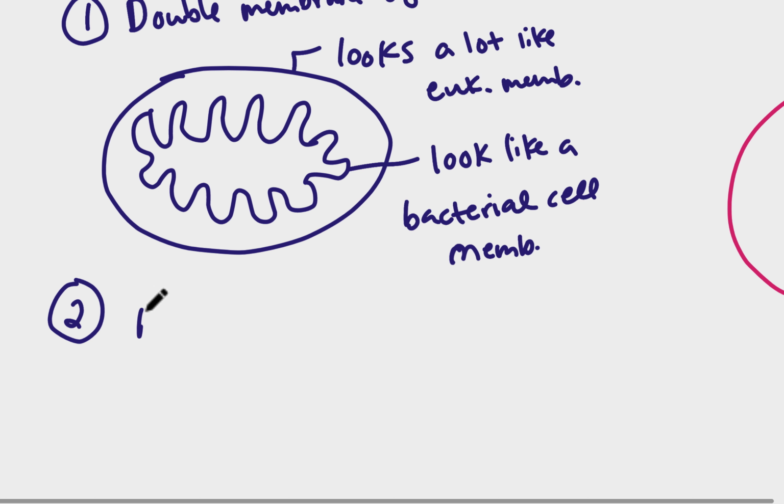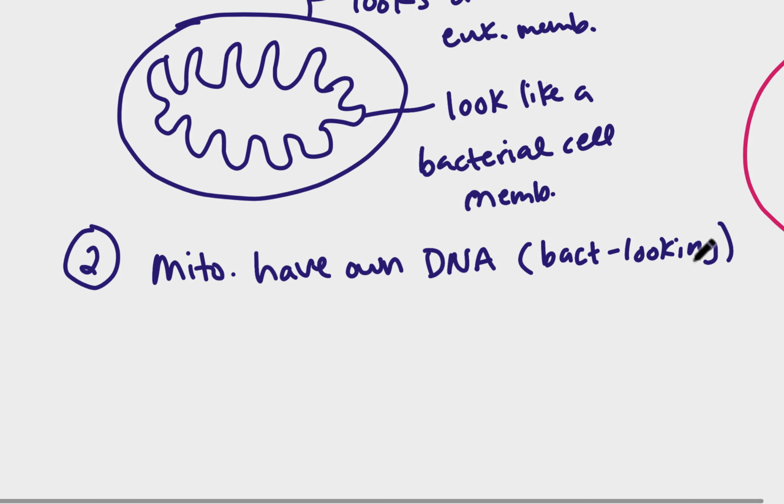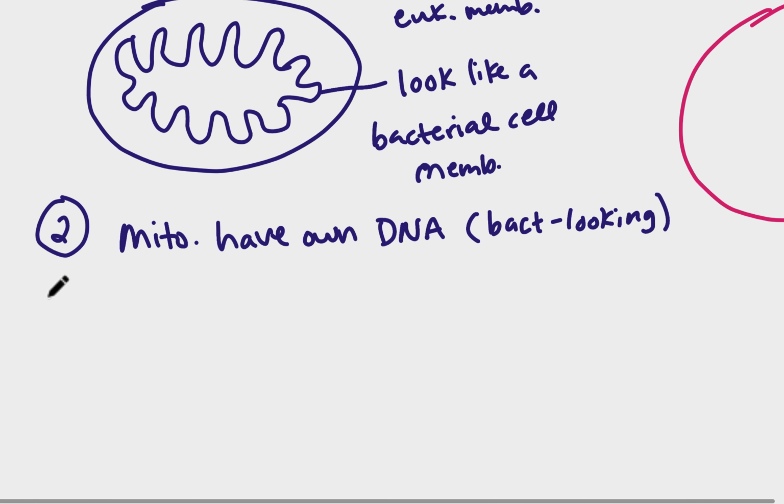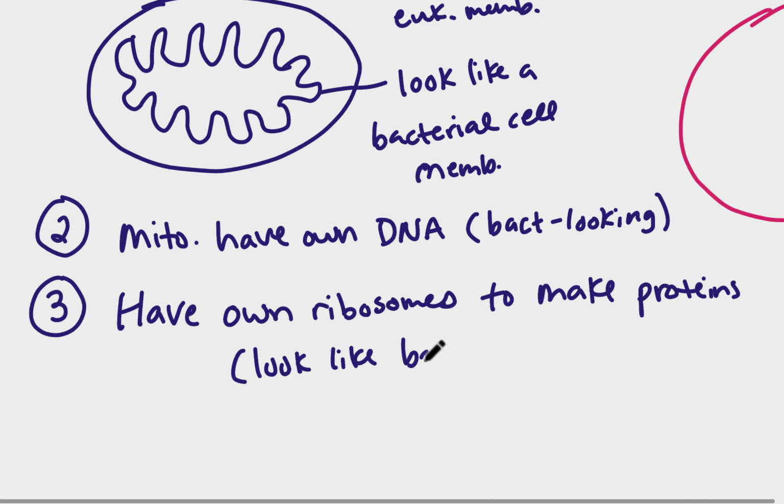The second feature is that mitochondria have their own DNA. And it looks like how bacterial DNA is shaped. It's circular. It has bacterial type looking genes in it. And so that's some evidence that the organism or the mitochondrion used to be its own organism. Besides having its own DNA, it has its own ribosomes. And they can make proteins. That's what ribosomes do. They also look like bacteria type ribosomes.